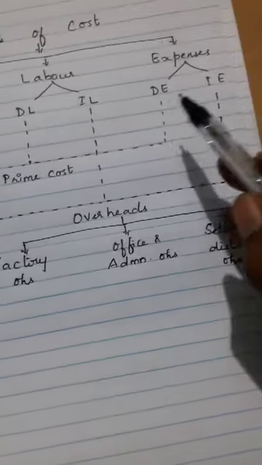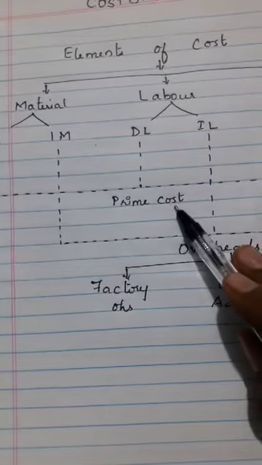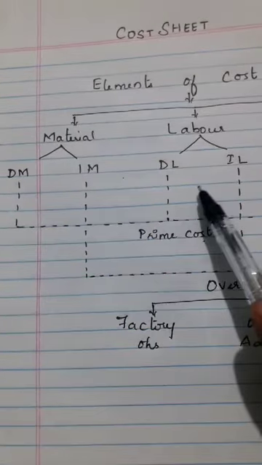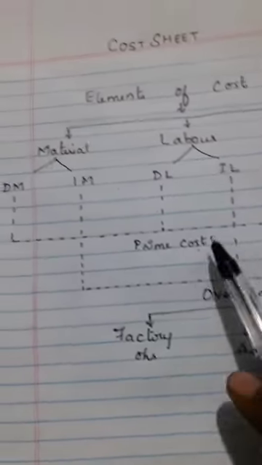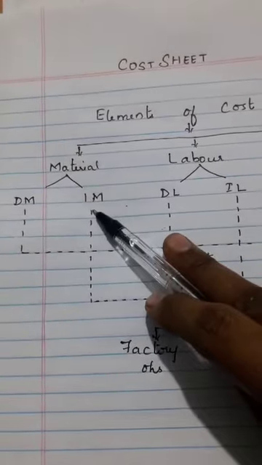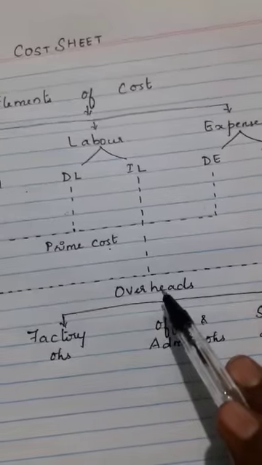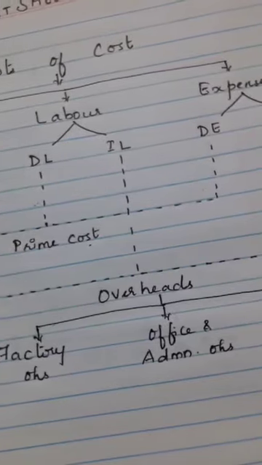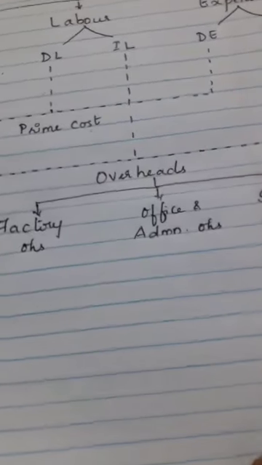Fine. So now direct material, direct labor and direct expenses, when all these three are added together, you will arrive at prime cost. Prime cost is equal to direct material plus direct labor plus direct expenses. You call it prime cost. And we also join the indirect material, indirect labor and indirect expenses, put them together and call it overheads. So overheads is nothing but the indirect expenses. All the indirect expenses put together, you call overheads.